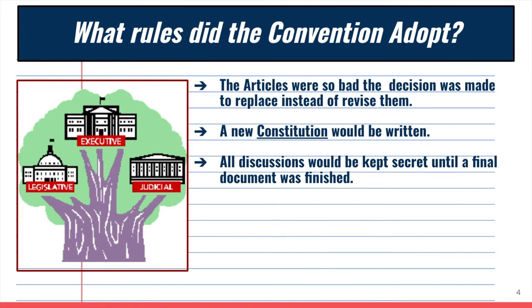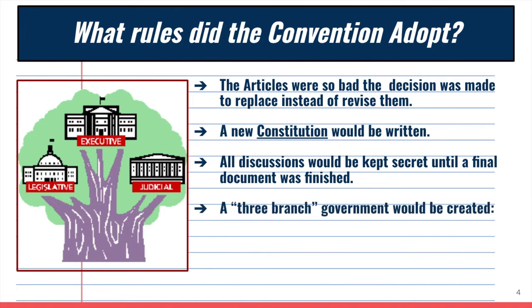They even went so far as to nail the windows of Independence Hall in Philadelphia shut so that their deliberations could be done in private. And this was during the summer, and in the summer in Philadelphia, it's pretty toasty and humid, so they basically made things less than pleasant for themselves by nailing the windows shut.